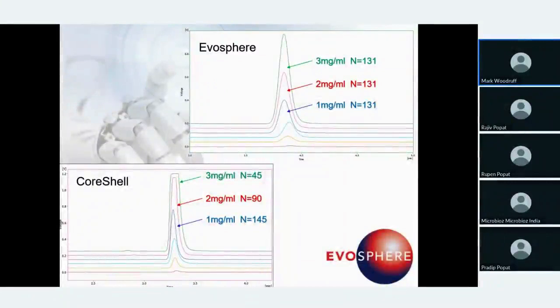Because the EVOSPHERE is a monodispersed silica-based particle, fully porous, as we've always used for the past 20 or 30 years, it still has a very high 350 meters squared per gram surface area. So that means that the loadability is still very high. So if you develop this in analytical, you can still scale up to prep and not lose resolution because you're not losing efficiency.